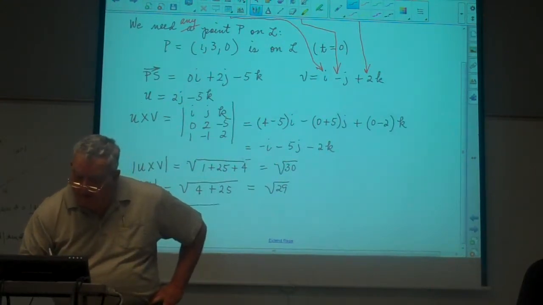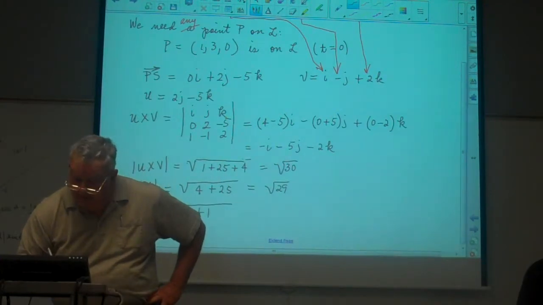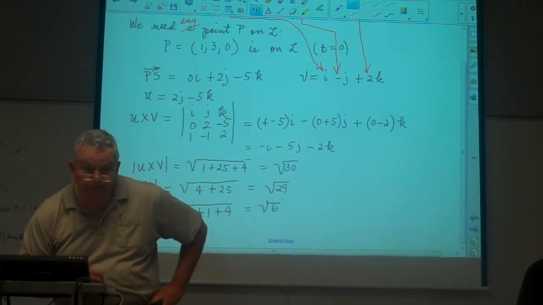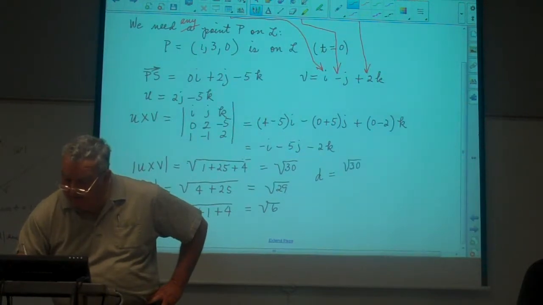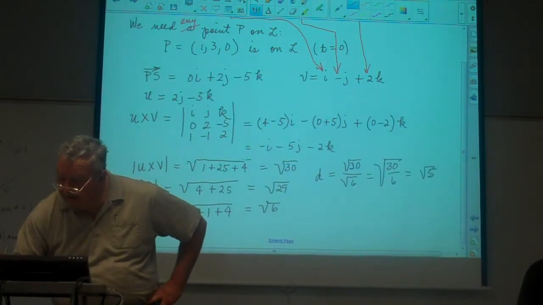That's the square root of 1 plus 1 plus 4, which is equal to the square root of 6. So now the distance that we're looking for is the square root of 30 over the square root of 6, which is equal to the square root of 30 over 6, which is the square root of 5.